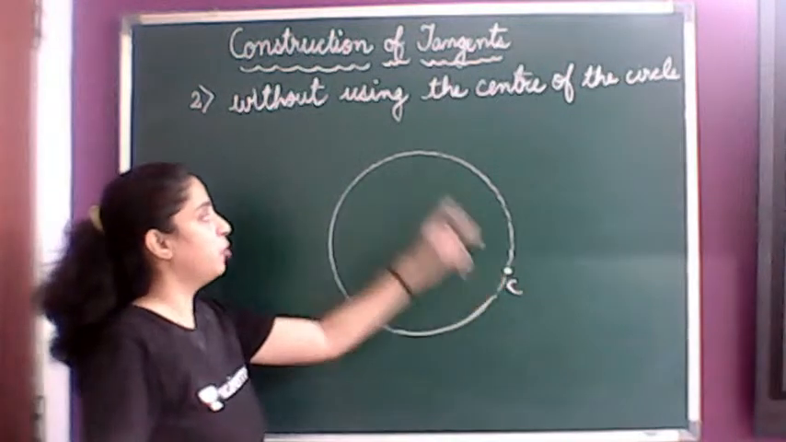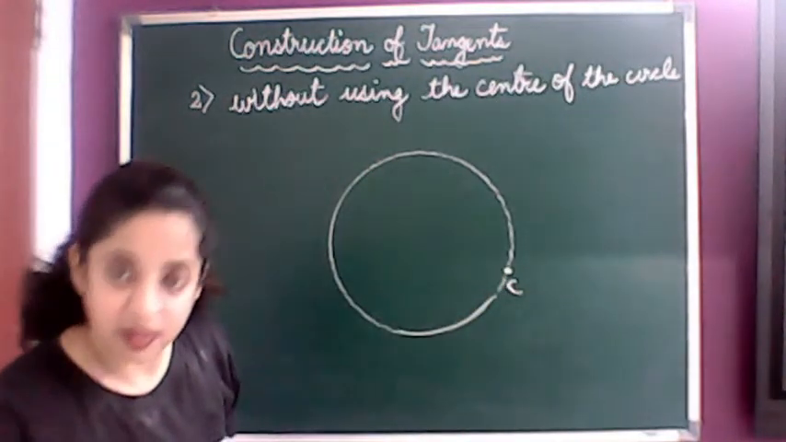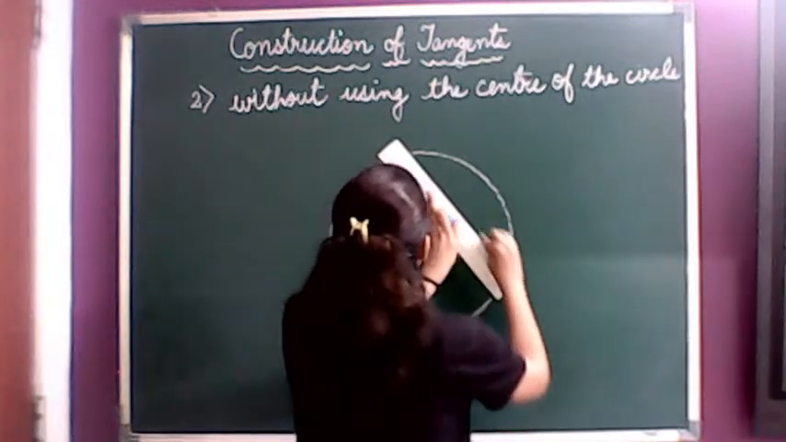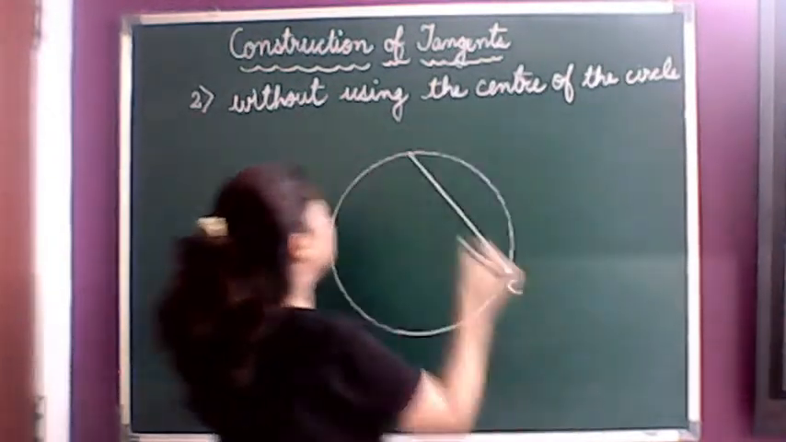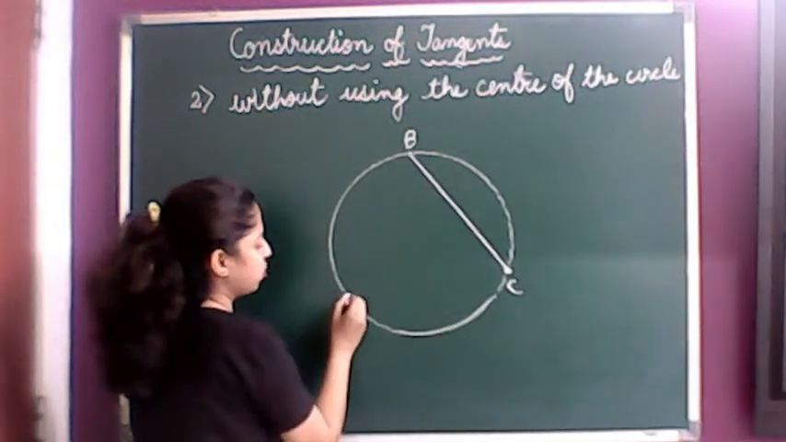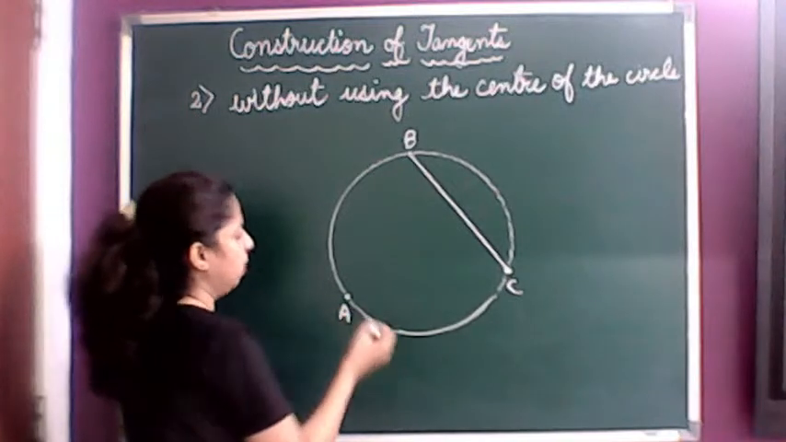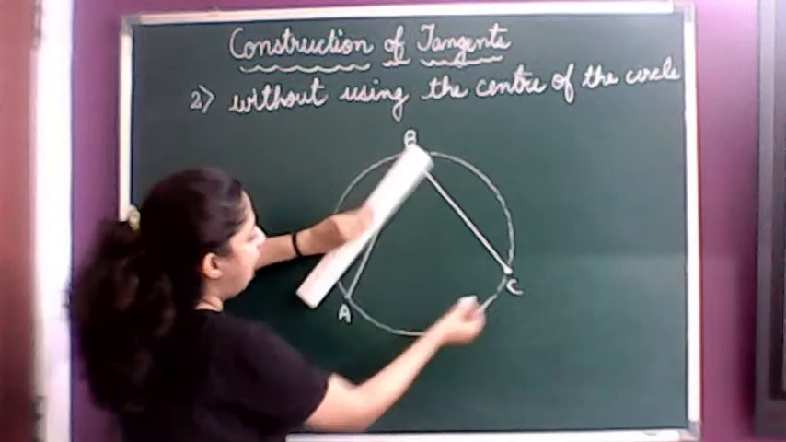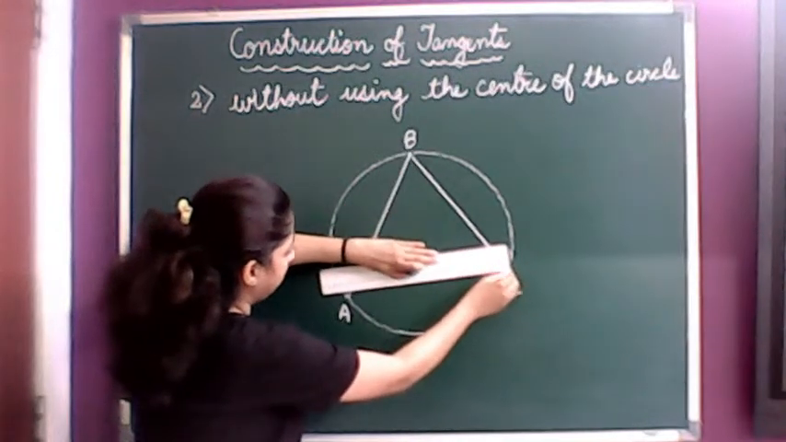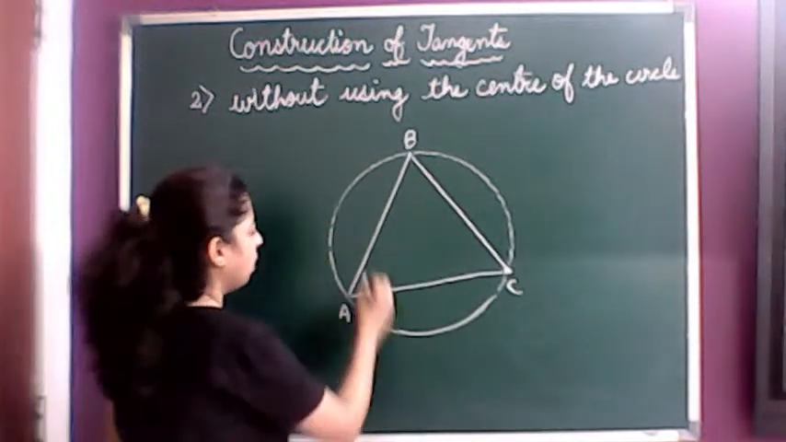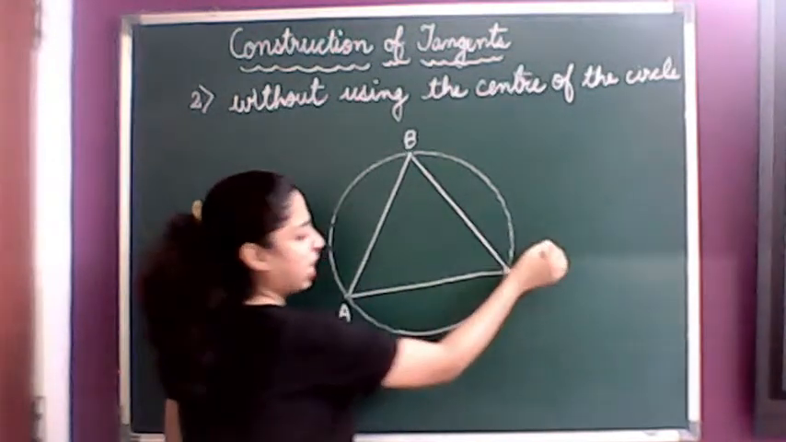So I have to draw a chord. First I will draw a chord here, say CB. This is the chord. I can take A anywhere, so I am taking A here. Simply join BA and AC. Clear to you? Now this angle should be equal to this angle.